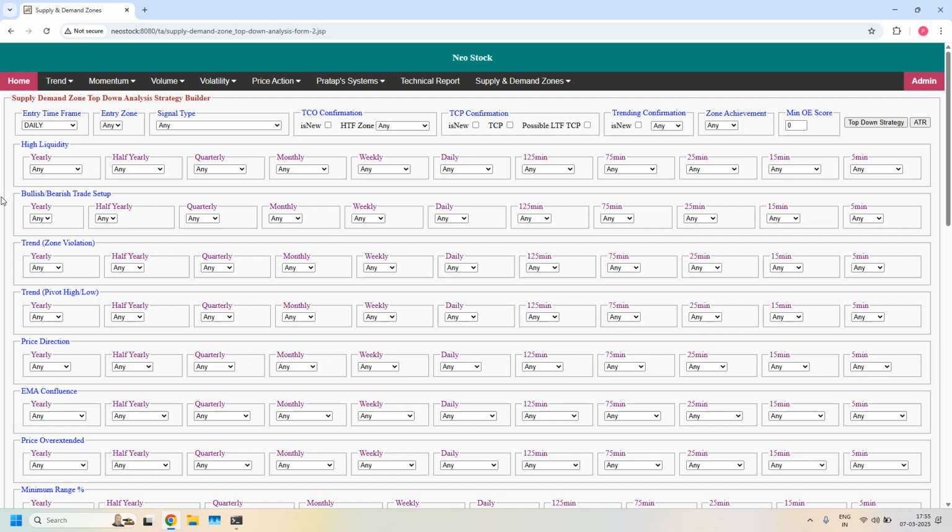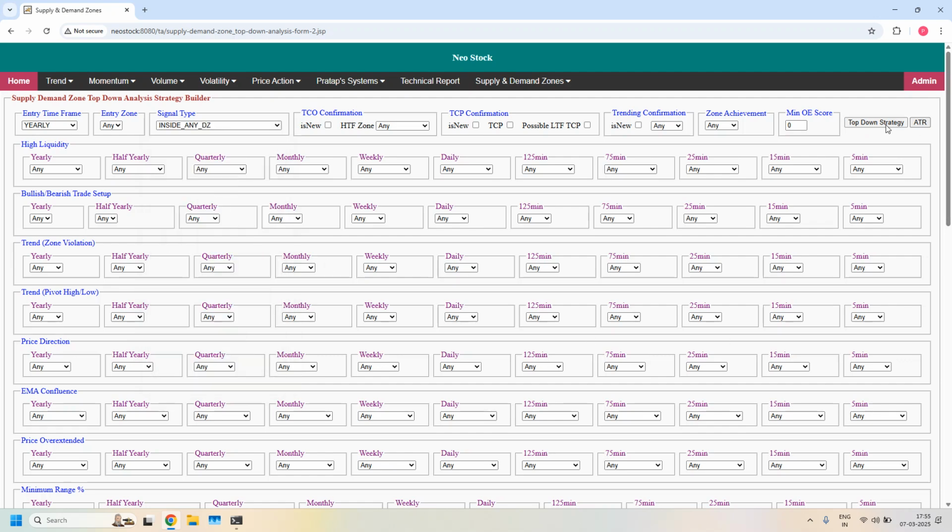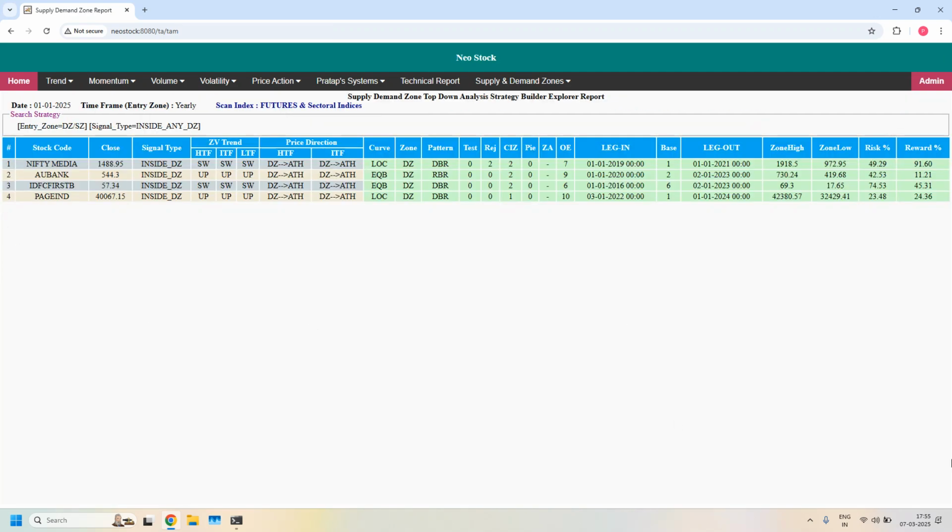And also don't forget, today is the end of the week. I will be generating a few additional weekly reports at the time when I am generating stocks near weekly demand and supply zones. Okay, let me start with the half-yearly time frame. Price closed inside half-yearly demand zone. We got four stocks.